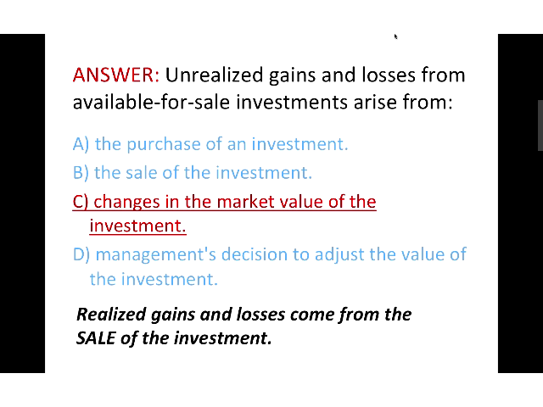Okay, the answer on that one is C, changes in the market value of the investment. Realized gains and losses come from the sale of the investment. If you see unrealized, it means the market value has changed. If you see just gain and loss without the word unrealized, it means we've sold it. The assumption is unless it says unrealized, it's sold.